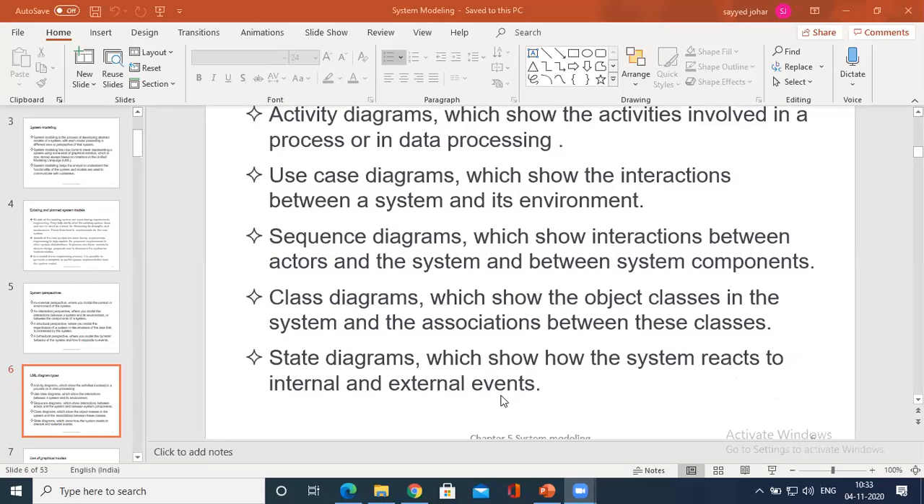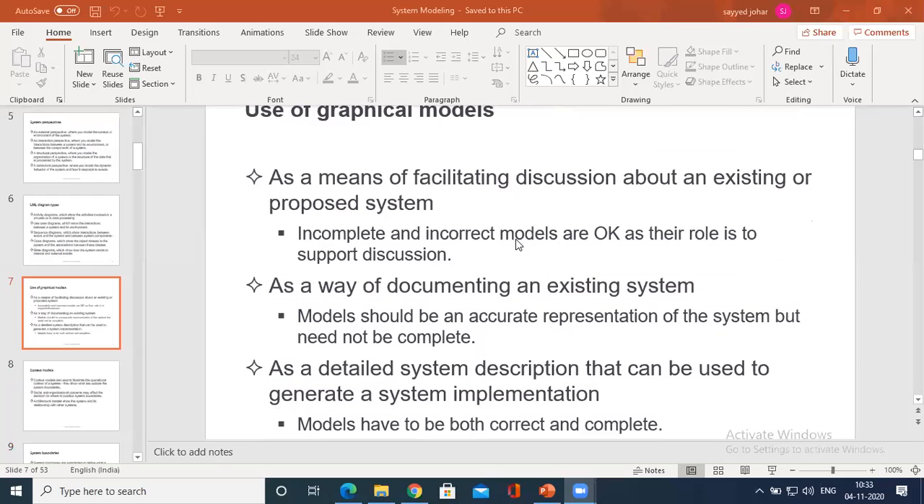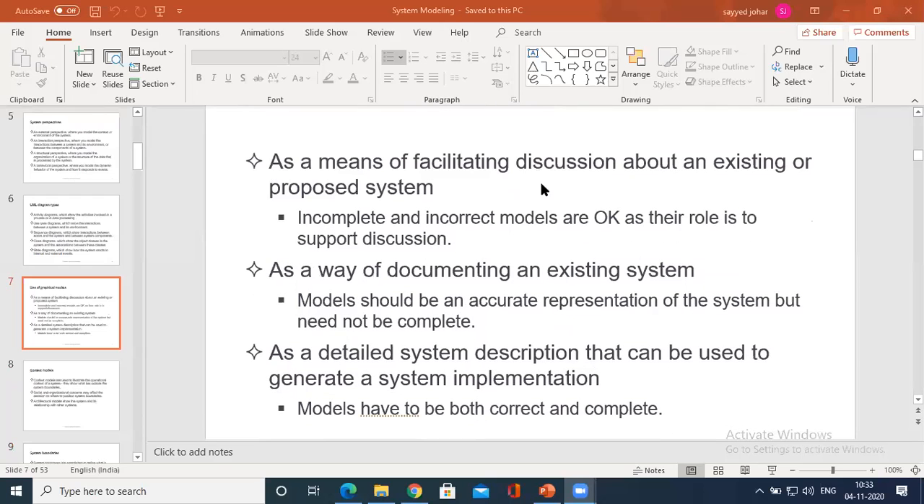We have a word called events. Based on the events, we represent the state diagram. Clear? So let me proceed further. Why do we use graphical models? Graphical models help in facilitating discussion about an existing or the proposed systems.